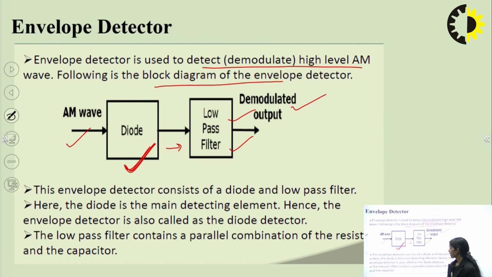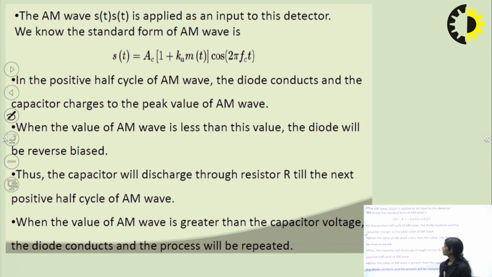This envelope detector basically consists of a diode and a low pass filter, and the diode is the main detecting element, as I told you. Hence, the envelope detector is called the diode detector. The low pass filter here is a parallel combination of a resistor and a capacitor, and the capacitor will recover the message signal. If we analyze it mathematically, we have the AM wave equation s(t) = Ac(1 + Km m(t)) cos(2 pi fc t).